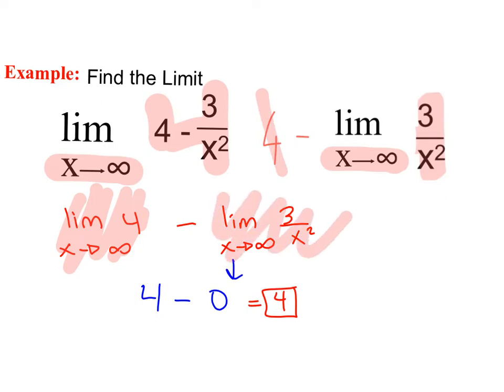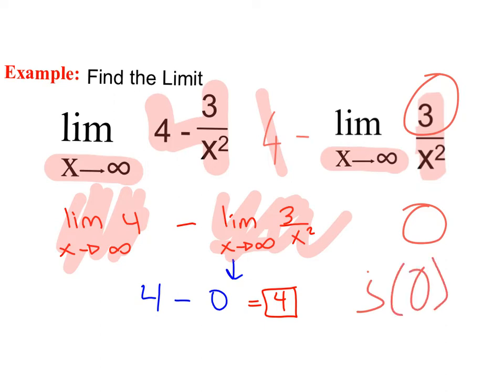In the previous slide, we talked about as x approaches infinity, for a fraction, even though you have a 3 instead of a 1, that will equal 0. The only difference between having a 3 here versus not having a 3 is that it's either going to be 0 if that was a 1, or it would have been 3 times 0, which is also just 0. So that's why we have 4 minus 0, which equals 4.